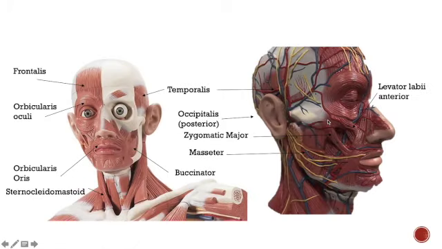Now let's move to the muscles of the face. Some of the muscles of the face are very easy to remember because they follow the names of the bones of the skull. So let's begin with the frontalis, which is directly on top of the frontal bone of the skull.